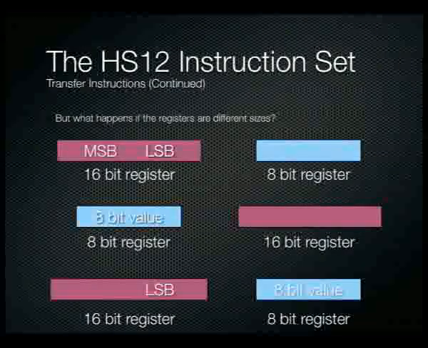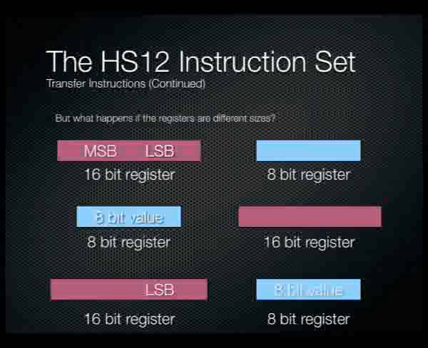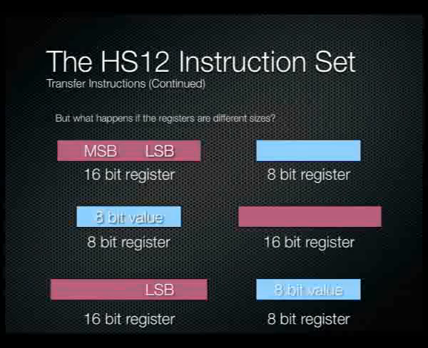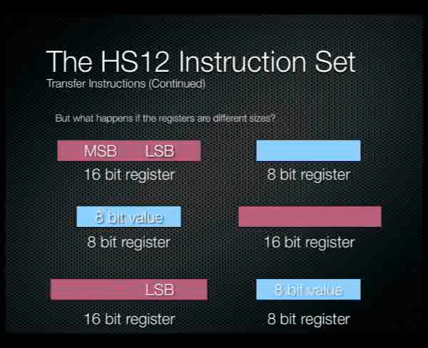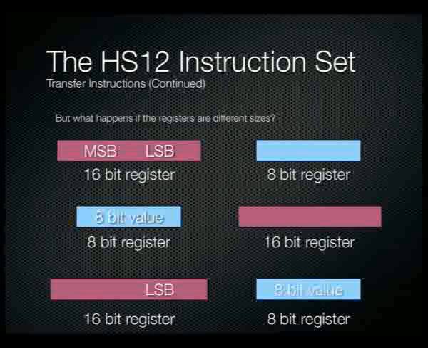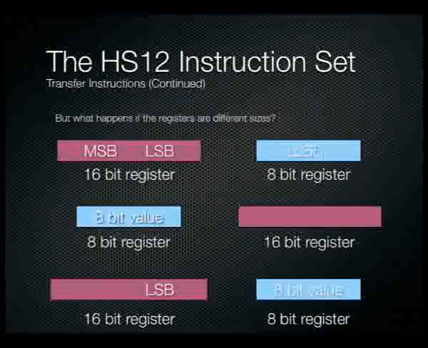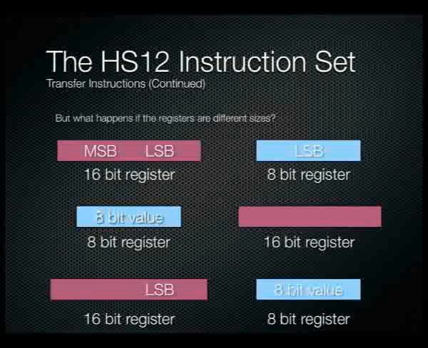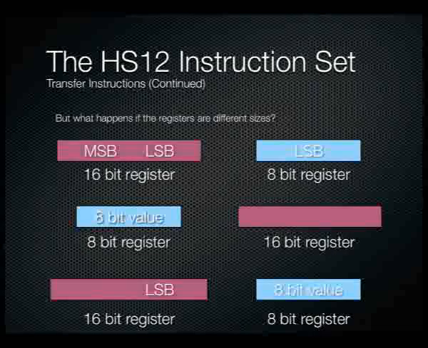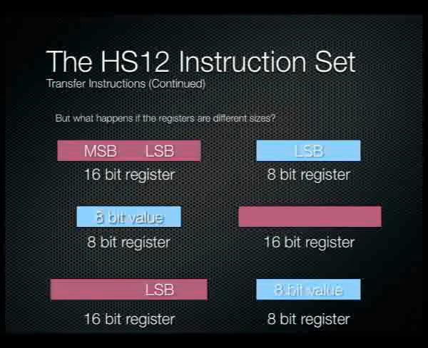But what happens when these registers are different sizes? What happens when we try and move, say, a 16-bit register into an 8-bit register? You know, it's like trying to fit a really big item into a very small box. It's not going to fit. Okay, we're going to lose something during this transfer. So what are we going to lose? Well, when we transfer it, we simply transfer the least significant byte. So the LSB moves and the MSB doesn't move at all.